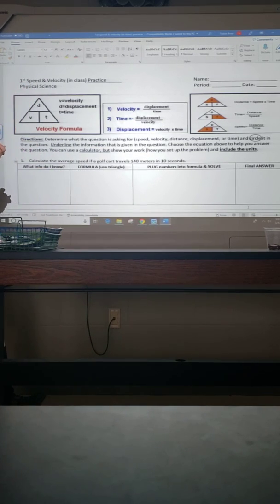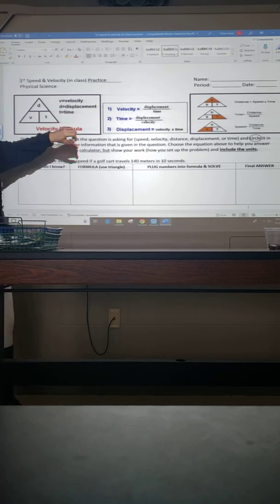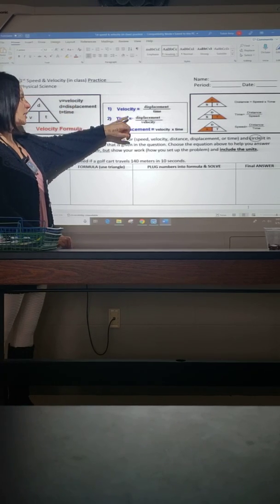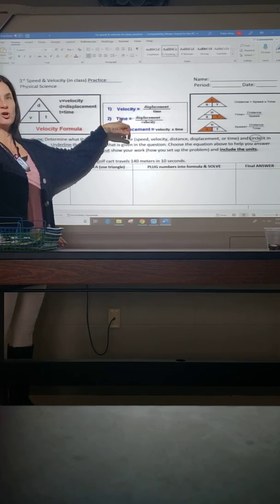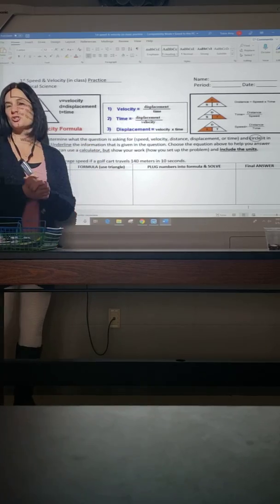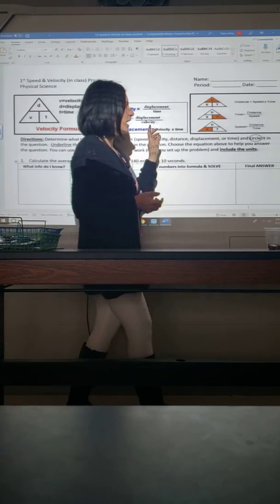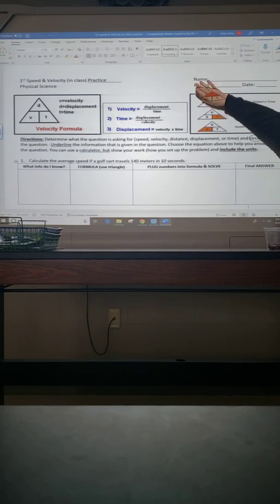All right. So we have our little triangles here. Velocity, it says the V is velocity, D is displacement, T is time, right? And then over here, it just kind of shows the equations. If you would solve for time, here's your equation. If you need to solve for displacement, here's your equation. And then over here, instead of covering up, it has it highlighted.